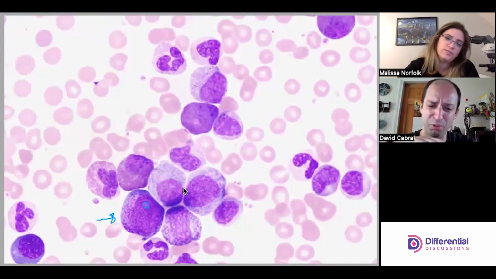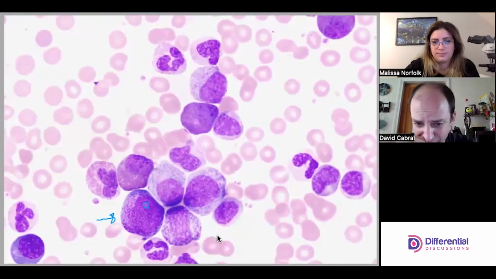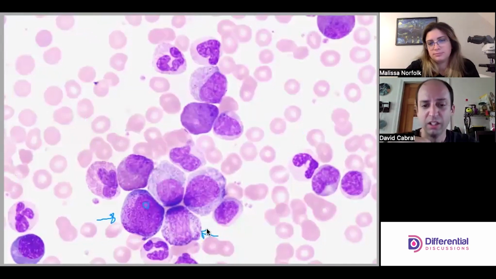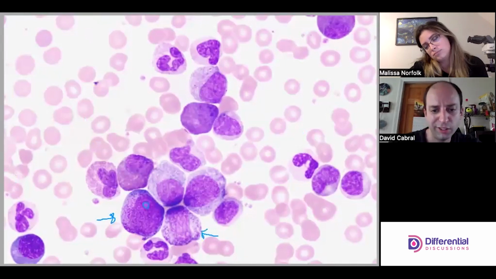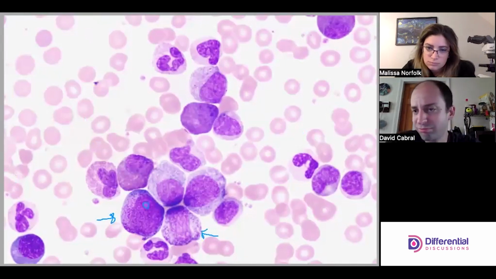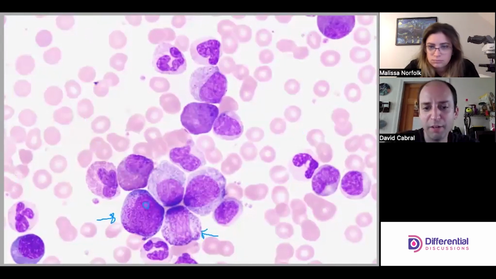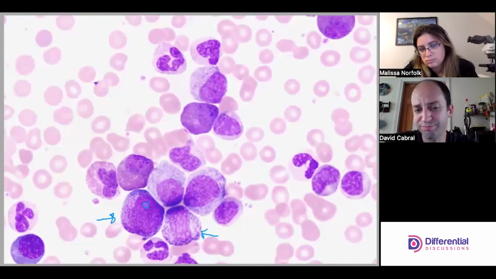And then, do you want to move to the right of that? This one. Sure. So we see more maturity than the pro. So I'm kind of thinking Milo-ish. It might be even more mature than that. What do you think? I think it's on the line between a myelo and a meta.